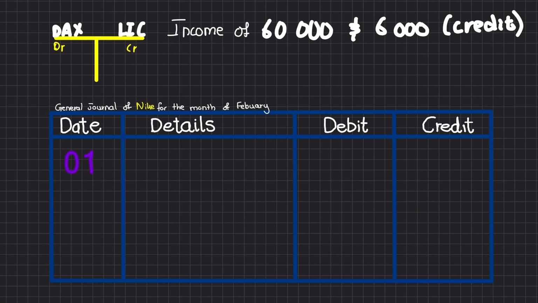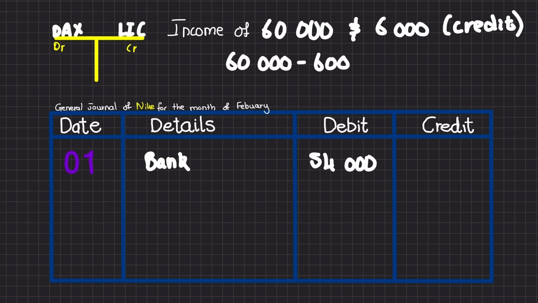Well, let's see. First of all, income of 60,000. We know income is on the credit, so we can't transact that first. But we know our bank account is going to increase. Now, how much is the bank account going to increase? Well, it's only 54,000. The reason for this is if we take 60,000 and minus 6,000, we get 54,000, because 6,000 was on credit and we didn't receive that in cash.